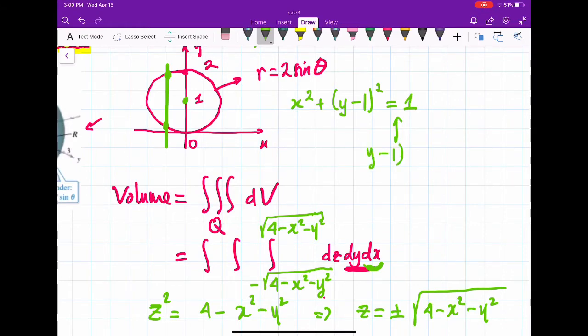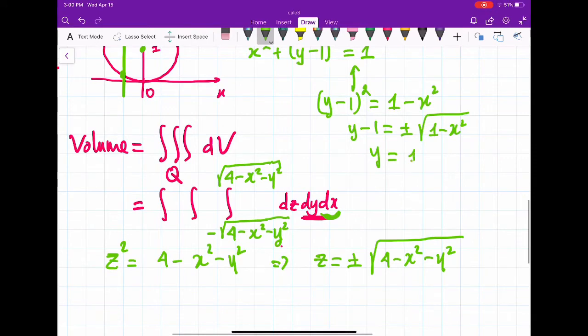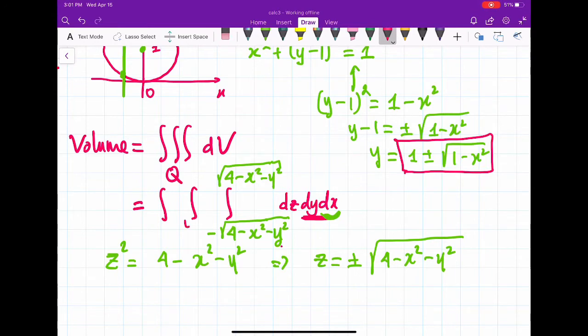I can solve this equation for the y. I get (y minus 1) squared equal to 1 minus x squared, and y minus 1 equal to plus minus square root of 1 minus x squared, right? And from here I get y equal to 1 plus minus square root of 1 minus x squared. So you have the interval of y when you fix x. You see? So I have to plug y1 and y2 in here, where y1 is 1 minus square root of 1 minus x squared, and y2 is 1 plus square root of 1 minus x squared.